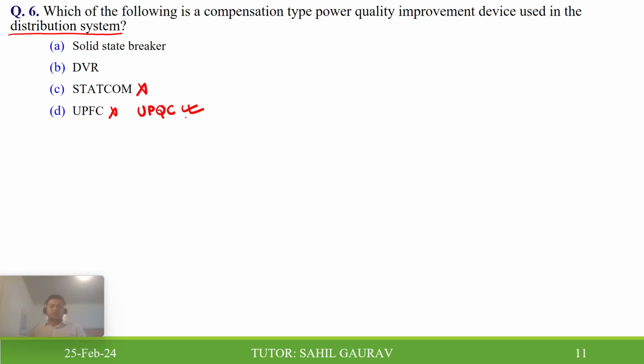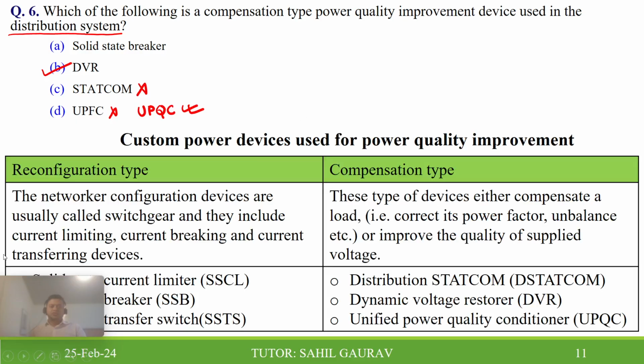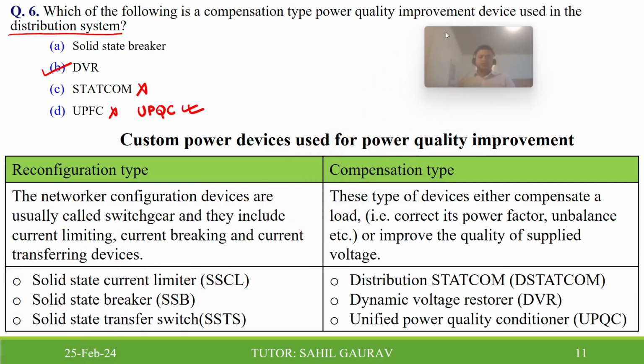Unified Power Quality Conditioner. So we have two options, solid state breaker and DVR. Please unmute your mic. Yes, so DVR is a power quality improvement device. That means Dynamic Voltage Restorer. So these are the custom power devices that are used for power quality improvement.